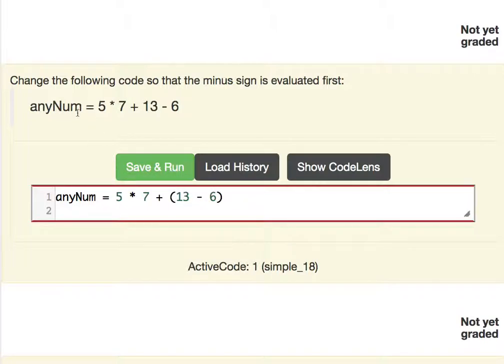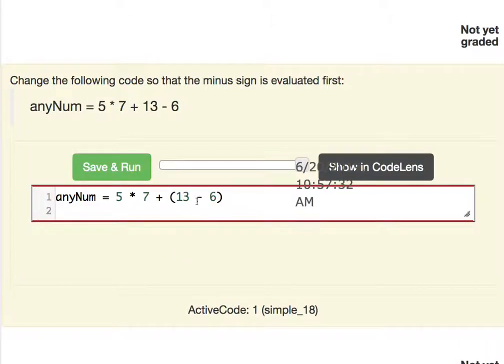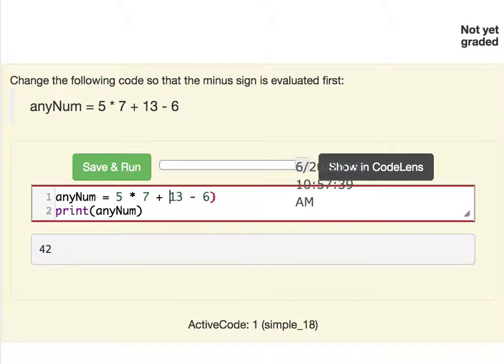Okay, so now when it comes to evaluate this expression, it's going to do that first, then it's going to do that, and then it's going to add the two together. Okay. And so we save and run it. Oh, we didn't print out the answer, so let's print it, and then print that out to the screen. 42. Let's see if it makes a difference if we don't do the parentheses. No, it's the same.